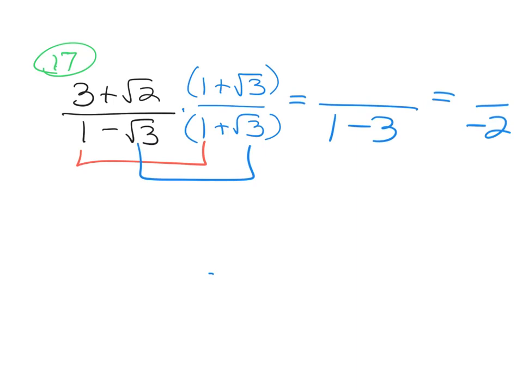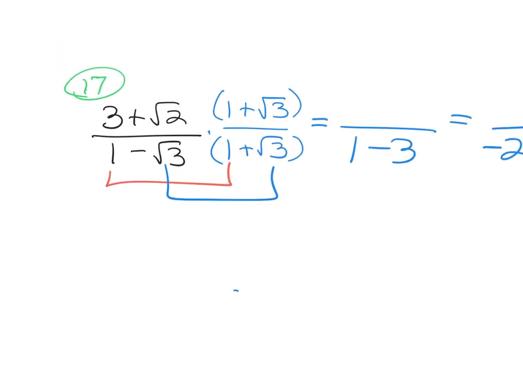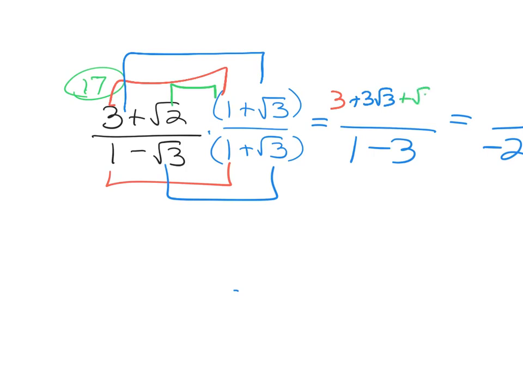However, my numerator, I need to FOIL this thing. So I'm going to do first, and I get 3. I'm going to do outside and get 3 radical 3. Inside, I'm going to get 1 radical 2. And last gives me radical 6.